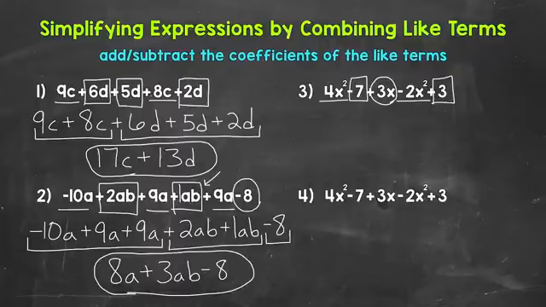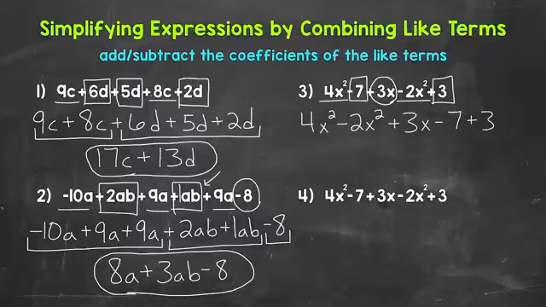Remember, bring the sign that's in front of the term with it as you rewrite this expression. So we have 4x squared, and then -2x squared is the like term. So this is going to be 4x squared minus 2x squared. Then we have plus 3x, and then our constant terms last. So we have -7, a -7, plus 3.